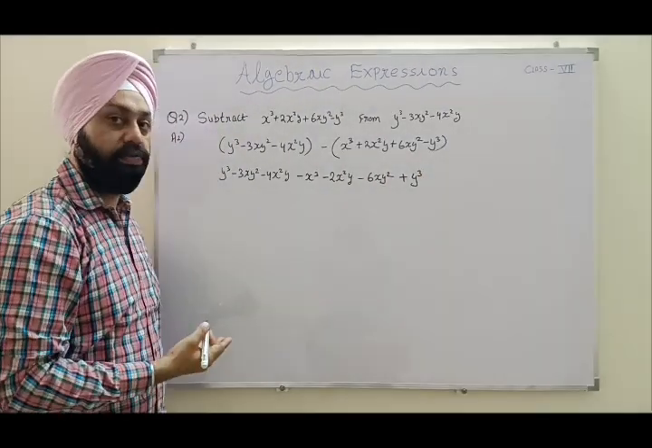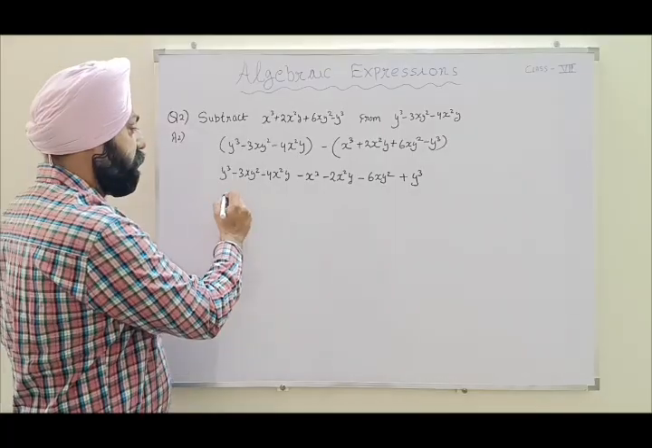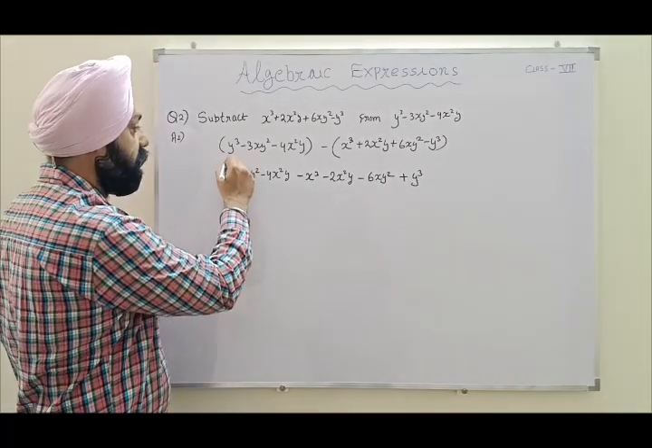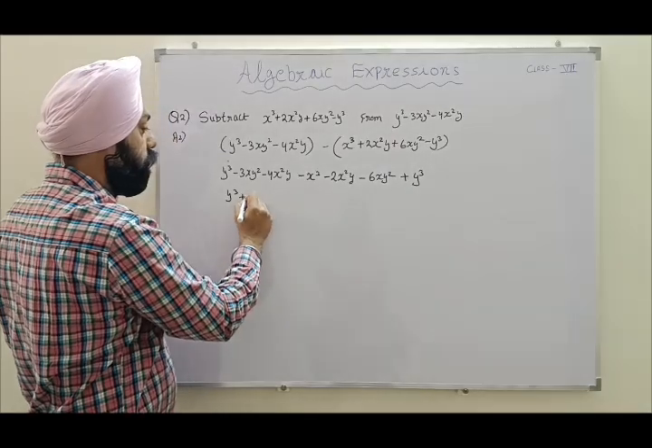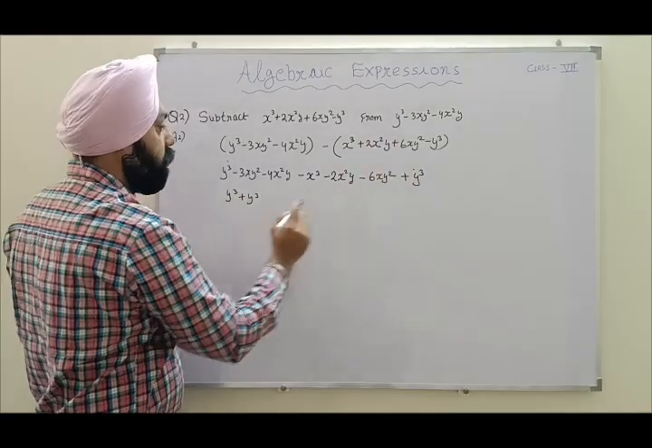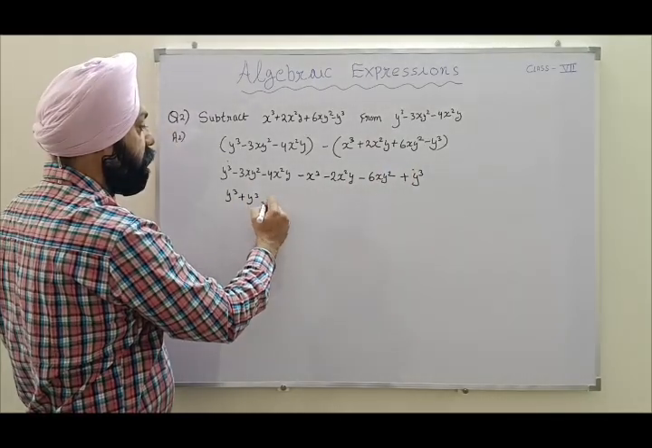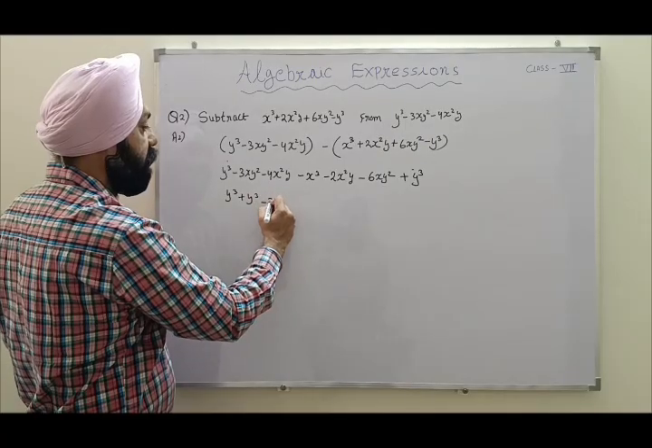And the next step is to again combine the like terms. So y cube, this term, and we have to find another term, that is here y cube. Then we have minus 3xy square.